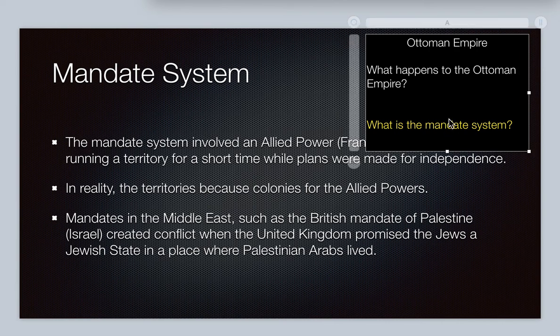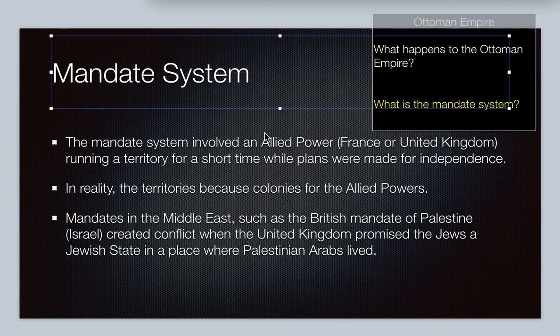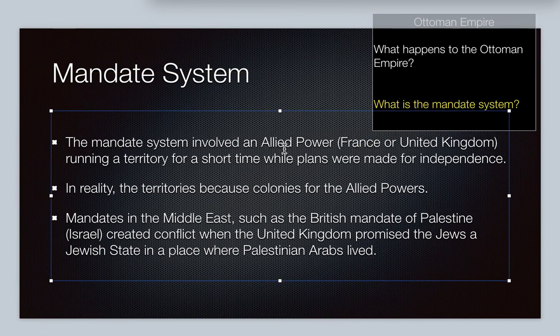The mandate system is when there is an Allied power, either France or the United Kingdom, that is running a territory for a short time while plans were being made for that country or that territory to have independence. Okay, so it's a temporary measure where an Allied power is taking control just for a short time.